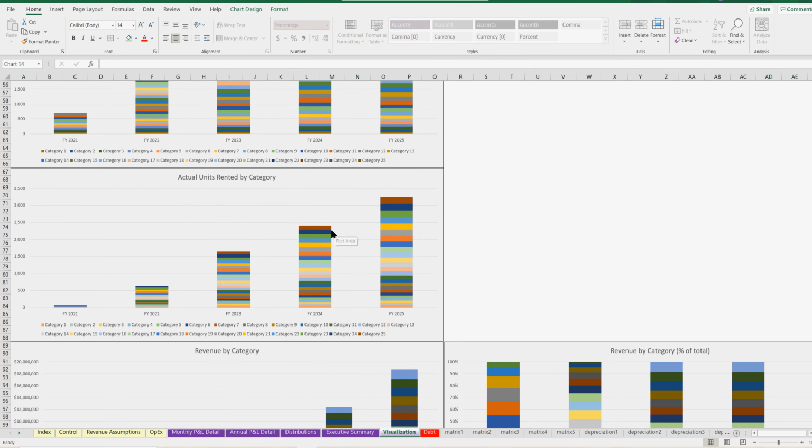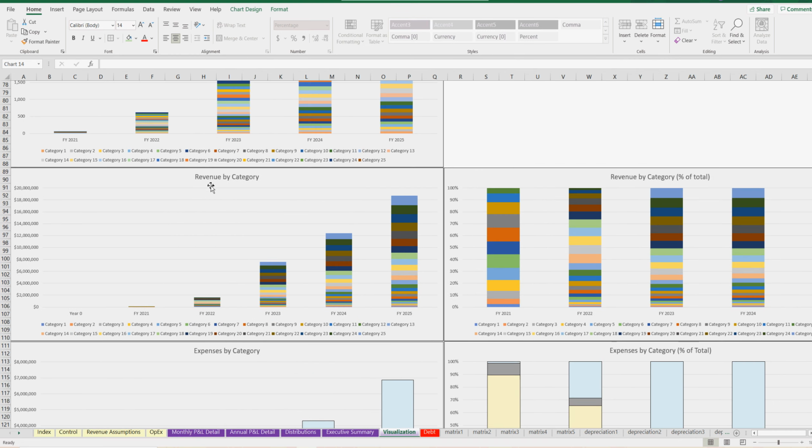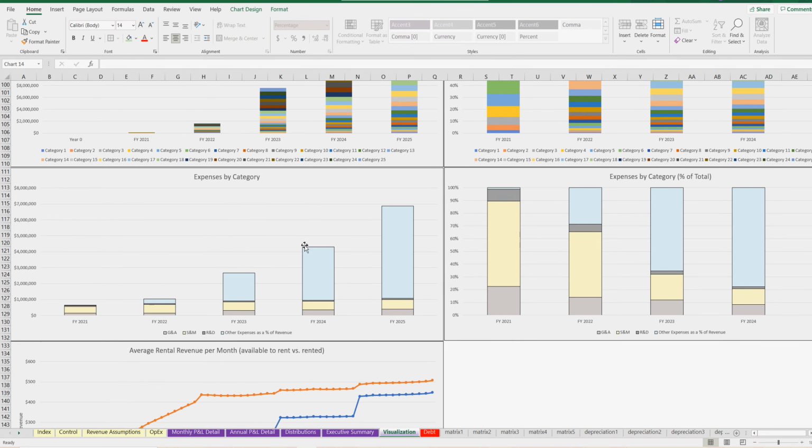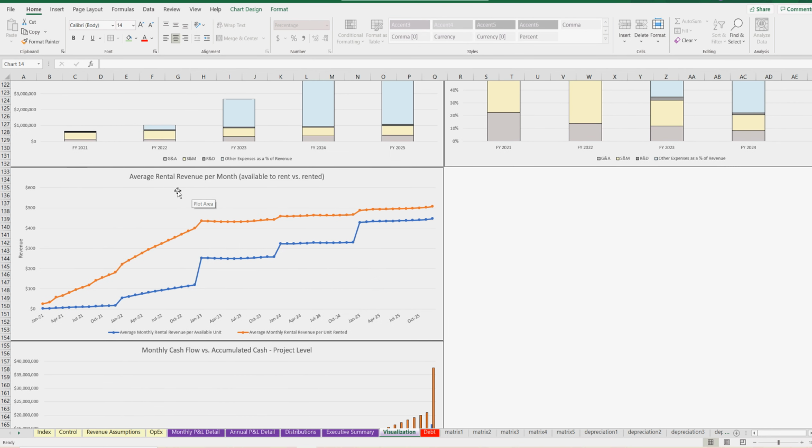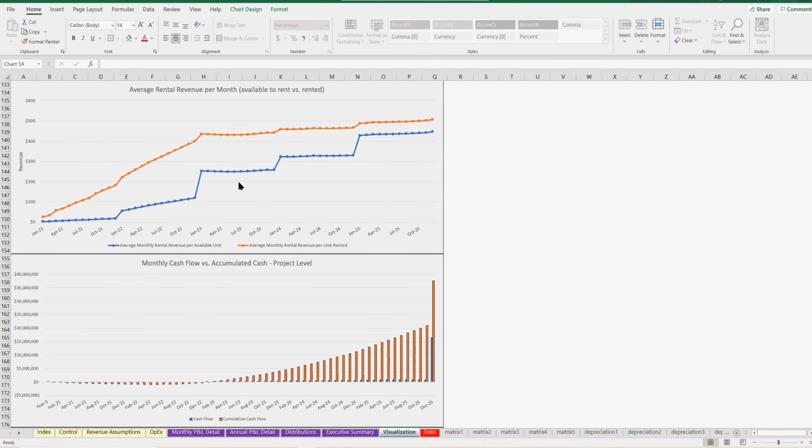Rentable units by category, actual rent, revenue by category, stack column, also revenue by category percentage, so you can see what categories are making up the most revenue based on your assumptions. Also expenses by category and expenses by category percentage of total. Average rental revenue per month. Now this is interesting. Available to rent versus rented.